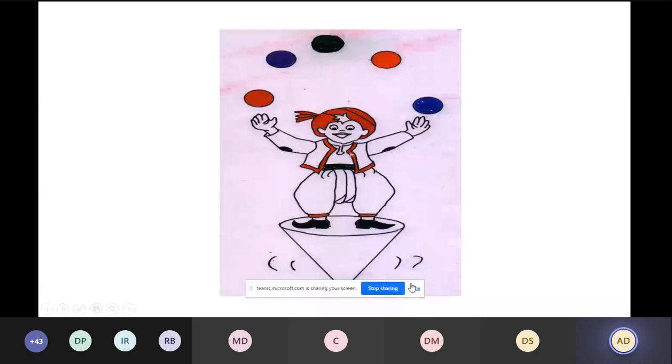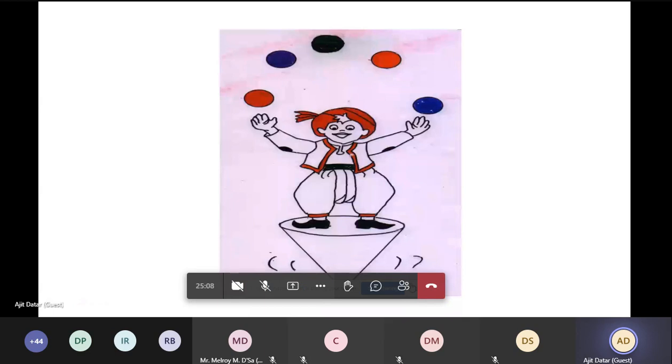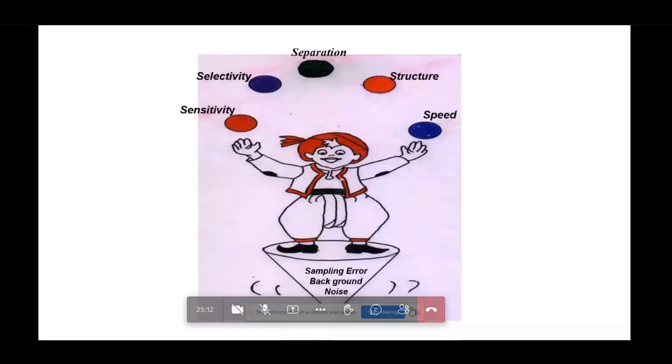So he is an analytical chemist. He is playing with some important terms in analytical chemistry, and those terms are sensitivity, selectivity, separation, structure, and speed. I need not tell the importance of all these terms, as you are familiar with the analytical instruments and analytical separation techniques, as well as analytical identification techniques. So these terms are quite known to you. But according to me, these are the 5 important S of analytical chemistry.